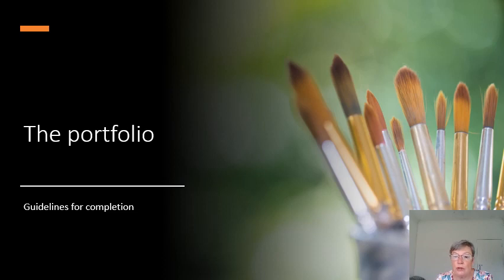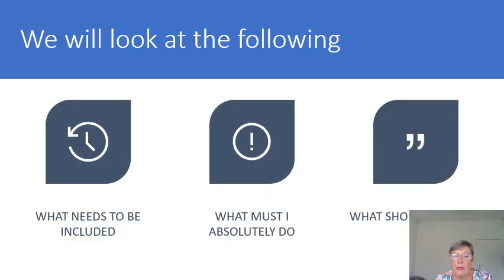These guidelines do not take the place of the guidelines on My UNISA. It's meant as additional information to that. Okay, we will look at the following things. In the first place, the question of what needs to be included. What do you have to have in your portfolio in order to get the maximum marks? The second thing we will be talking about is what must you absolutely do? What is absolutely necessary for you to do for the portfolio? And then the last thing is, what should you avoid? What should you not be doing? And we'll be looking at each of these in turn.